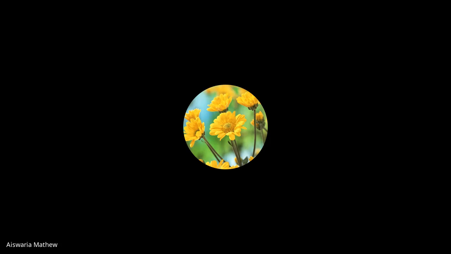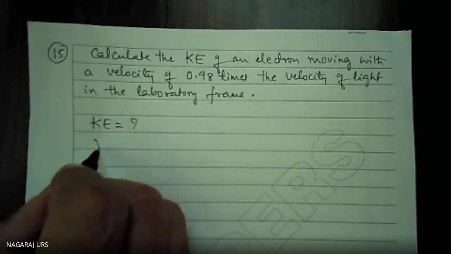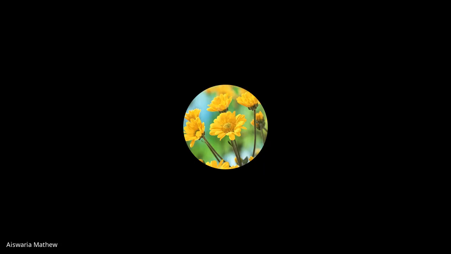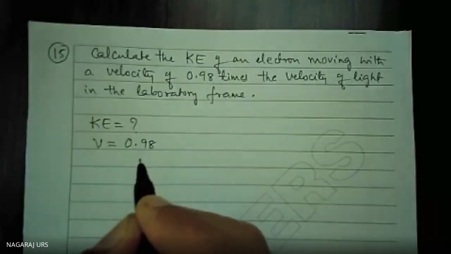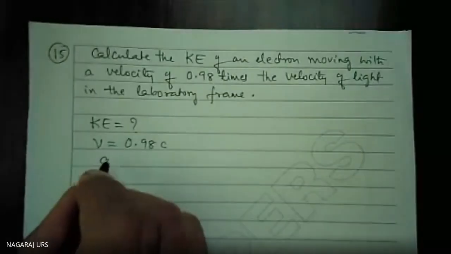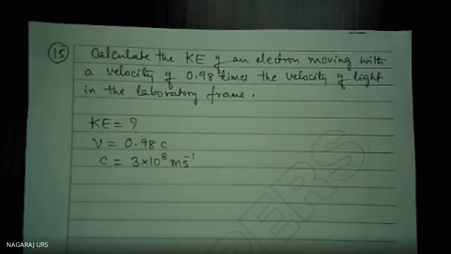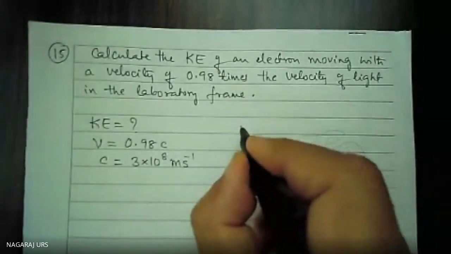Its velocity is, shall I write v? Yes, sir. How much? 0.98 c. What is that c? Velocity of light. How much, madam? 3 into 10 to the power of 8 meters per second. Right, good. Data I have written. Now, which formula holds good here?